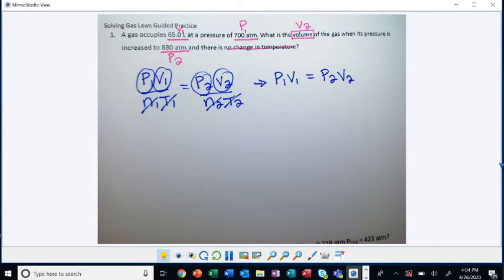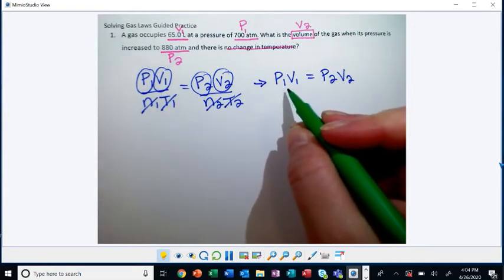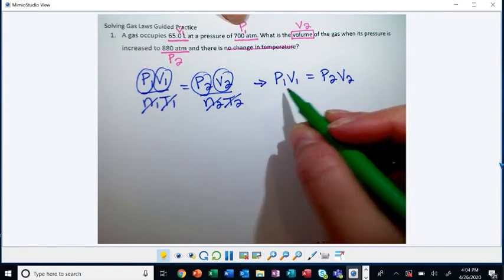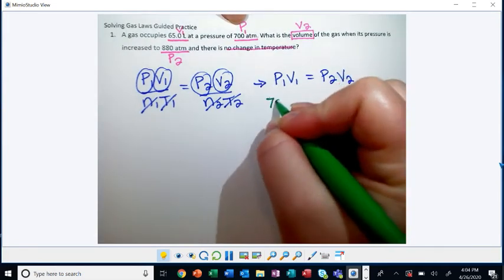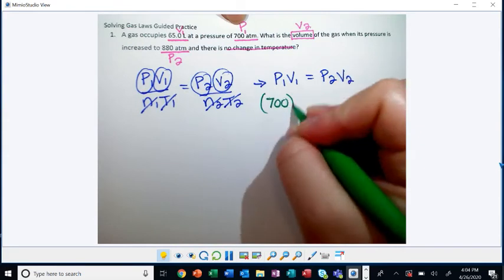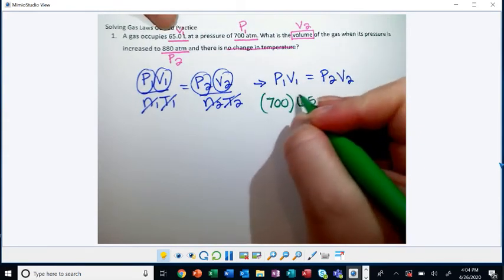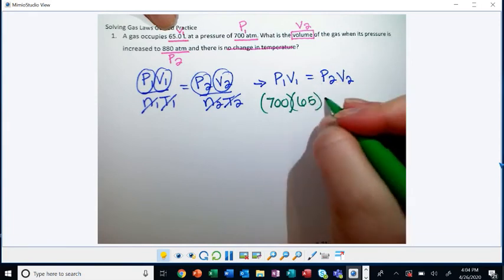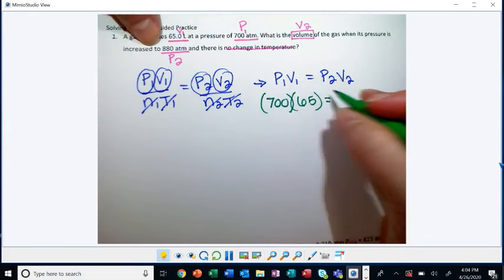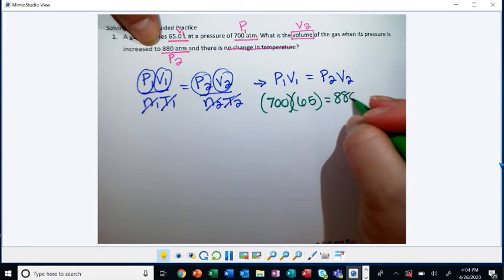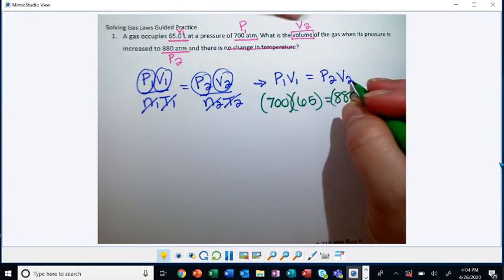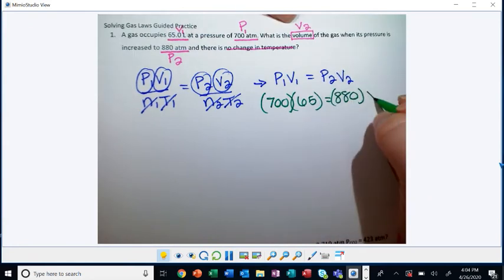Next, I'm going to take and plug in our variables. So in place of P1, I find my P1 labeled up here. It is 700. So 700. My V1, 65 liters, equals P2, which is 880. And then V2, it's my unknown, so that'll be X.